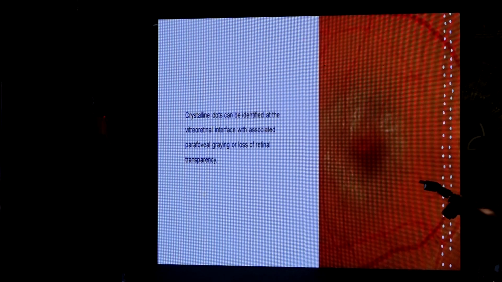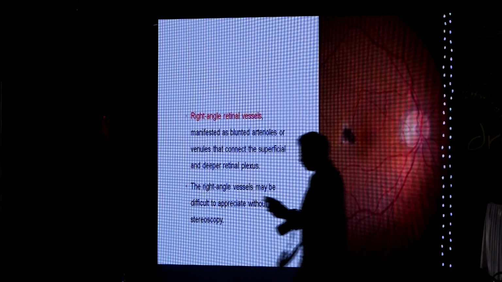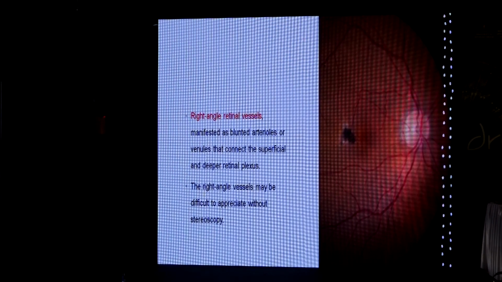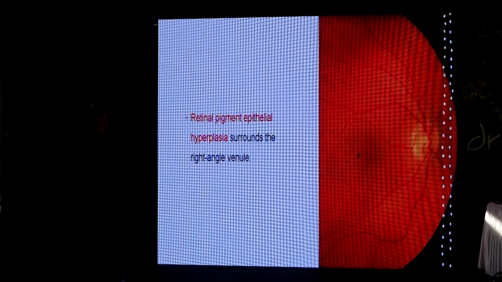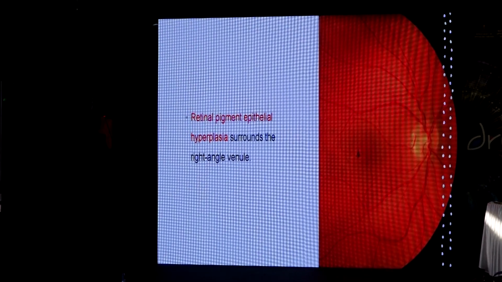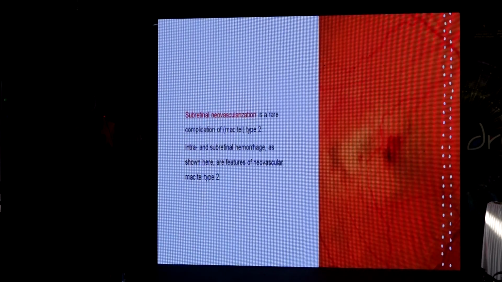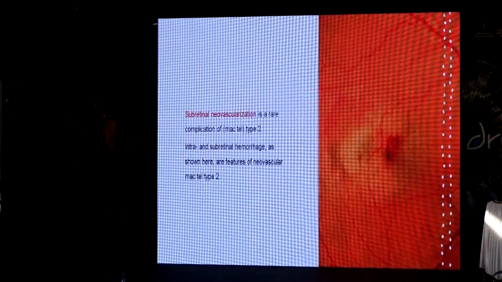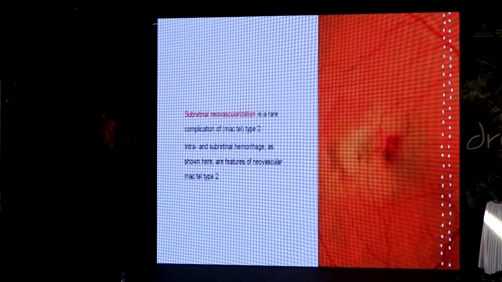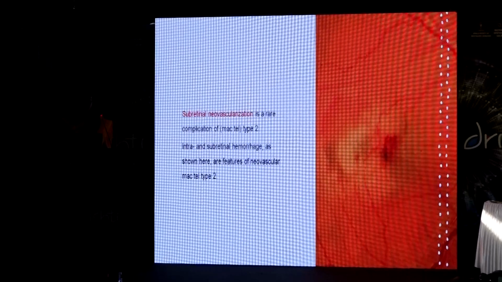Then you can see the right-angled vessel. The right-angled retinal vessel is a blunted arteriole or venule that connects to the superficial and deep plexus, and it may be difficult to appreciate without stereoscopy. Next, that right-angled vessel will be surrounded by retinal pigment epithelial hyperplasia, and later on you may very rarely get subretinal neovascularization with intra and subretinal hemorrhage, which are features of the neovascular stage of Mactel.